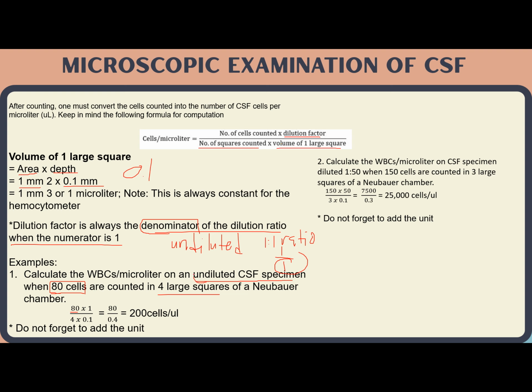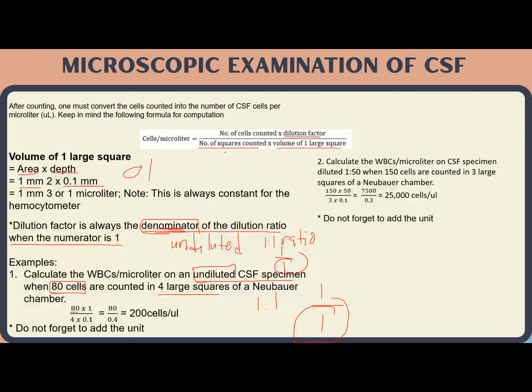Again, if it's undiluted class, that is a 1 is to 1 ratio. If you convert that into fraction, the first number would be the numerator, the second number would be the denominator. And again, the dilution factor is the denominator. So therefore, your denominator is 1. Dilution factor is 1. So 80 times 1.